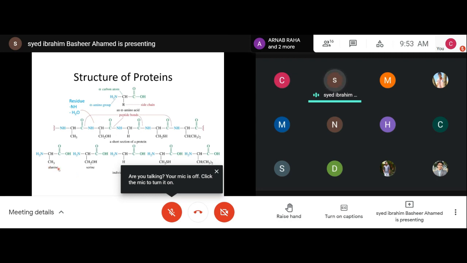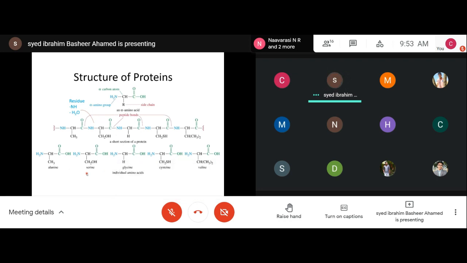So you have different kinds of amino acids: alanine, serine, glycine, cysteine, valine. You have a variety of 20 different types of amino acids, so any combination can be there. There is no rule like after alanine only serine should come, or after alanine only glycine should come. There is no such rule. So any combination you can have to make a polypeptide.